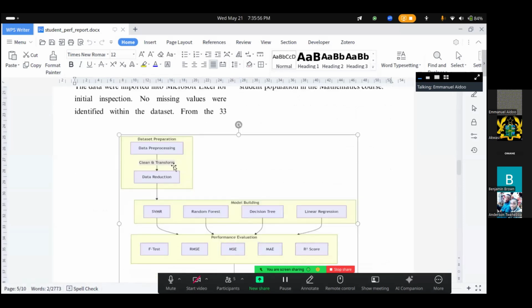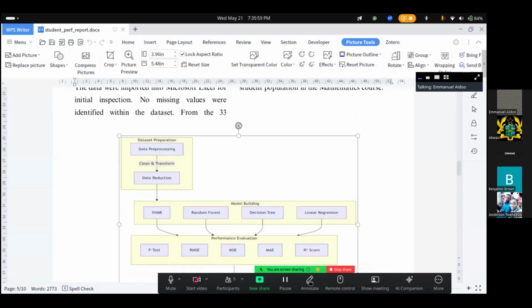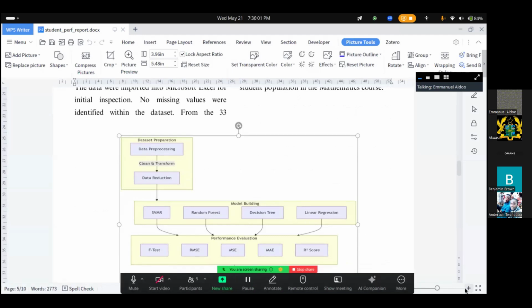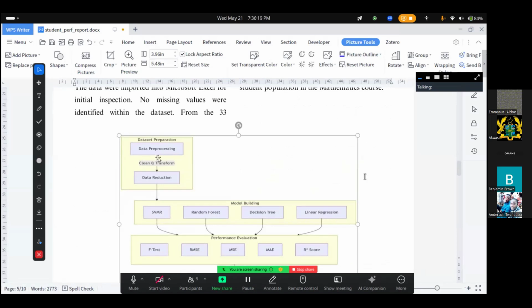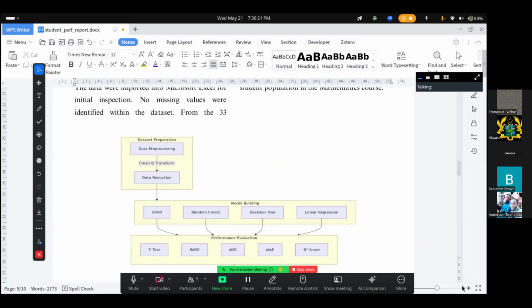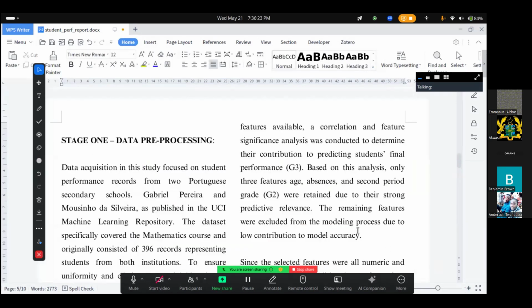Okay, so this is our methodology flow. Yes, this is our methodology flow. Yeah. Okay, we can go ahead. Sorry. Just trying to zoom in so we see the methodology flow.